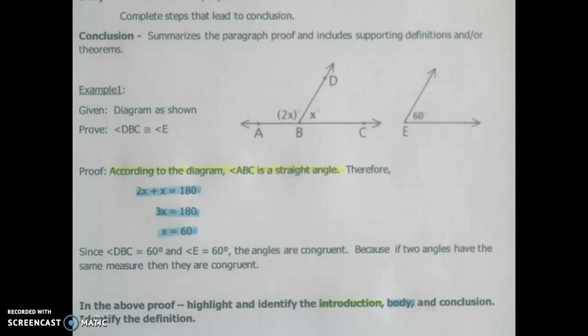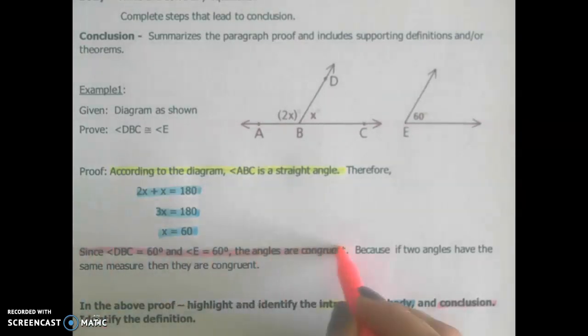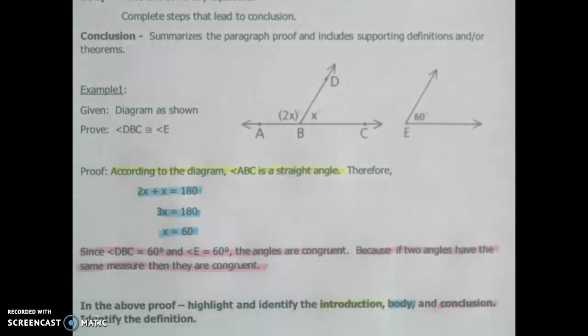And then lastly, I'm going to highlight my conclusion in pink. And remember, your conclusions summarize the proofs and include supporting definitions or theorems. So here at the bottom, we say because DBC is 60 and E is 60, they are congruent. Because if two angles have the same measure, they are congruent.